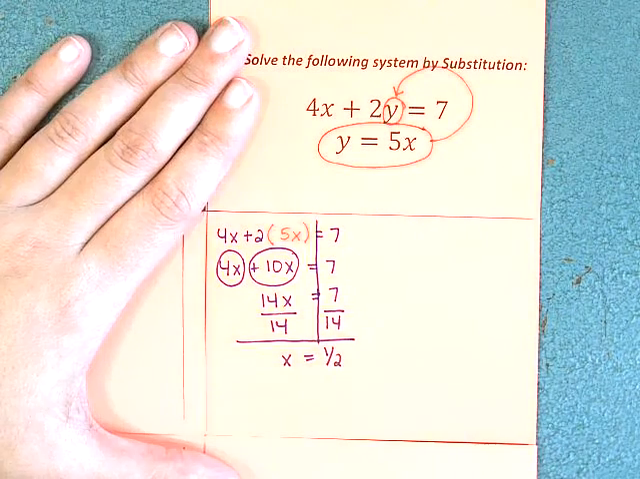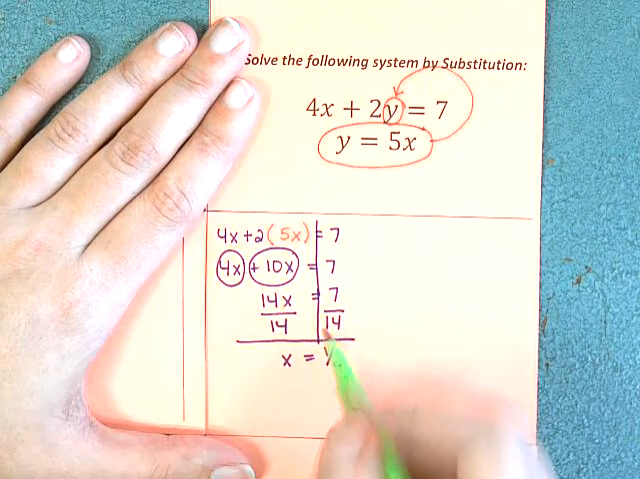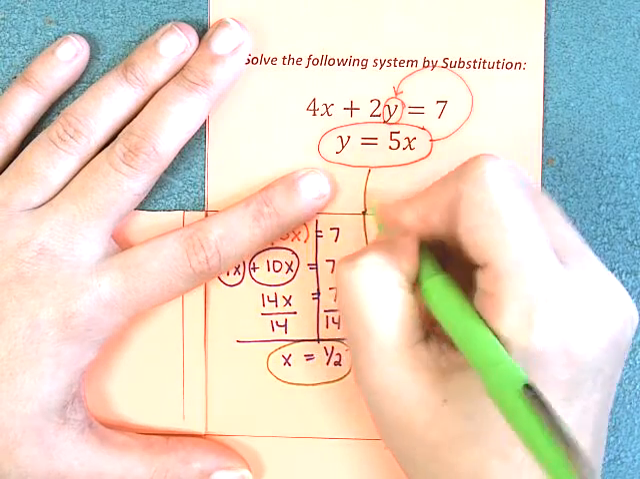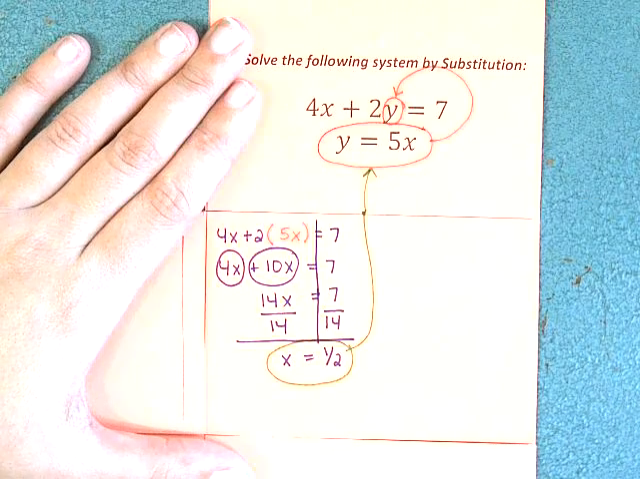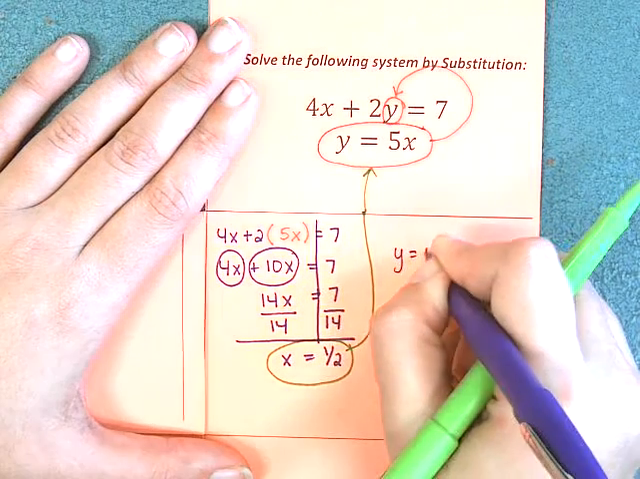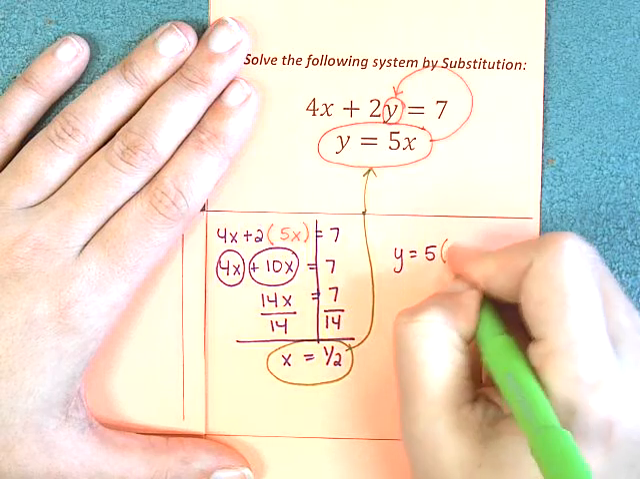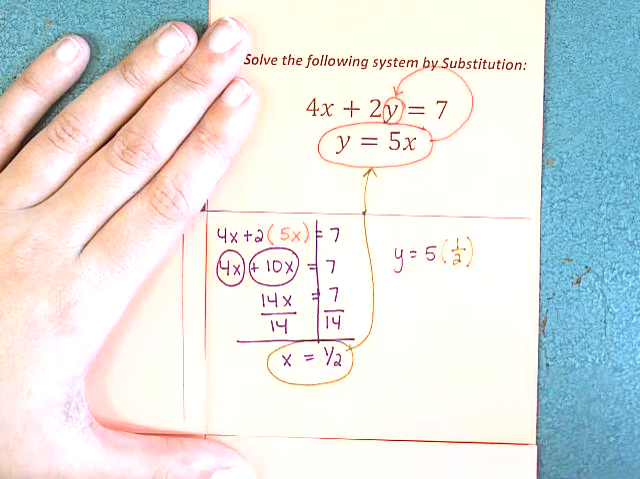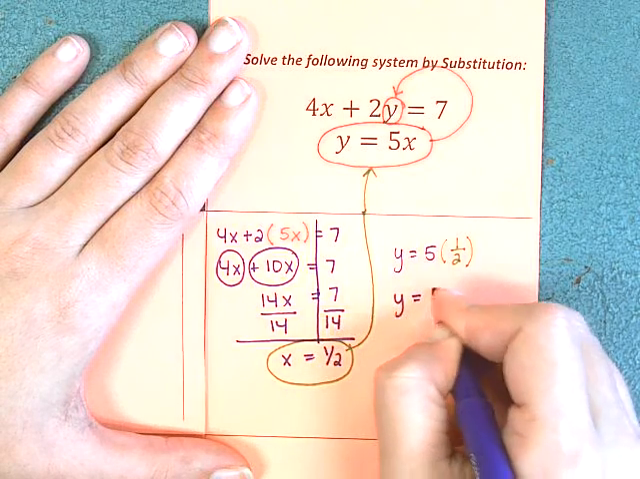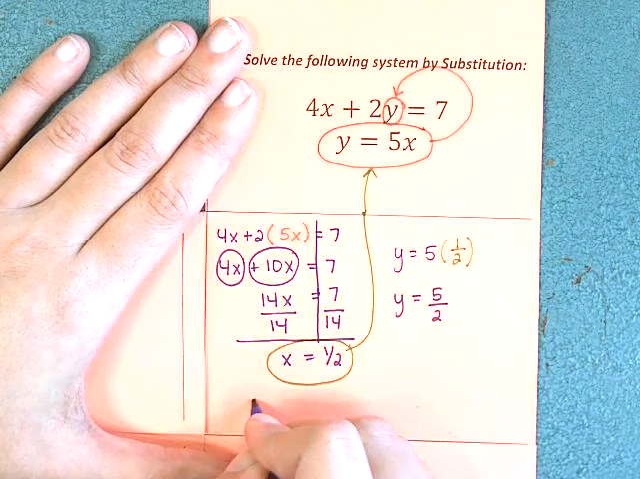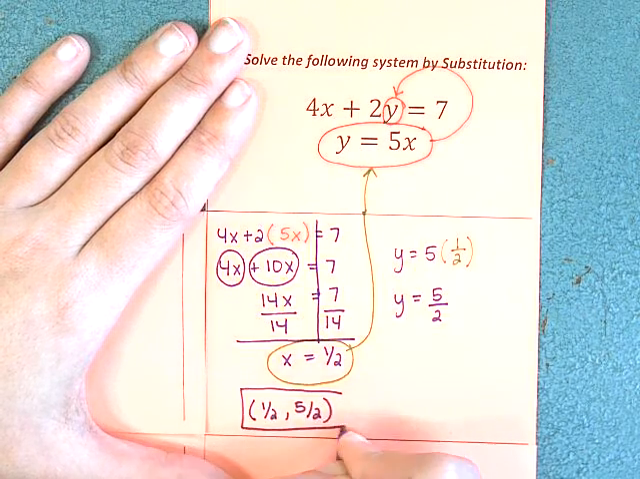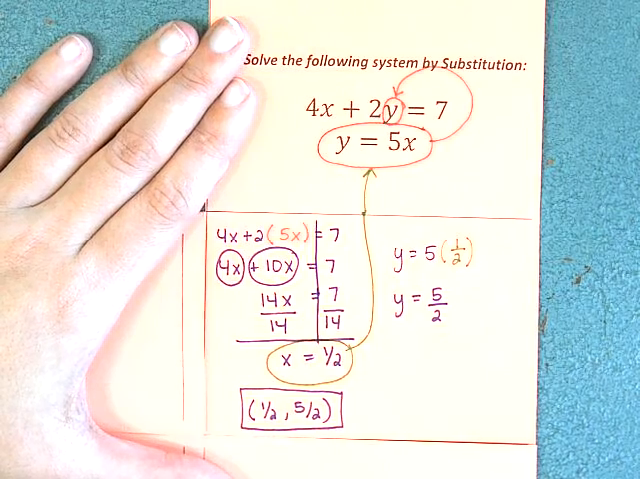Now to figure out the y, I'm going to take this answer and plug it back into the original equation, and I'm going to plug it into the second equation this time because I can plug it into whichever one I want, and I'm going to find y. So the second equation says y equals 5 times 1/2 because x is 1/2, and 5 times 1/2 is 5/2. So my final answer here would be (1/2, 5/2). So that's what substitution looks like.